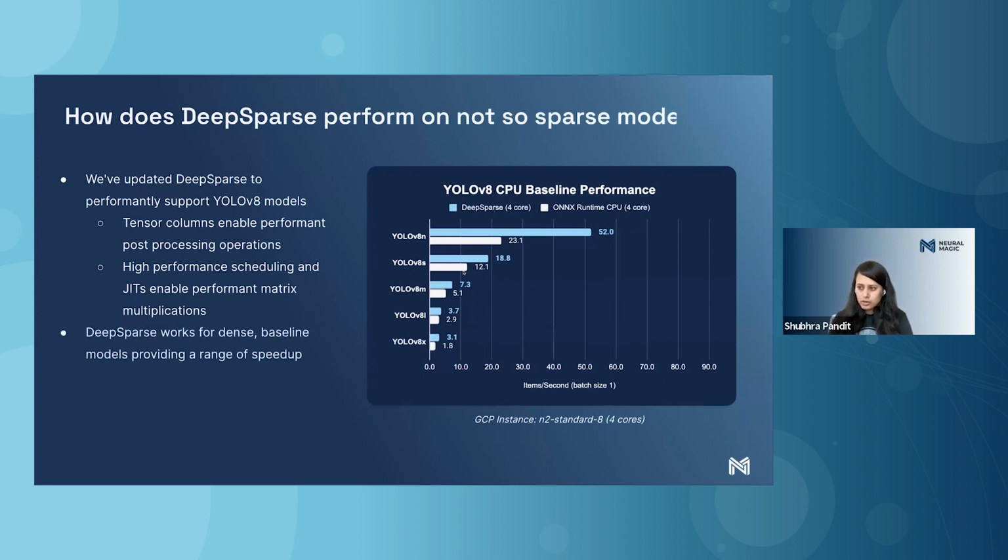So how much improvement are we really seeing over here? You can see for the YOLOv8N model, the benefit is around 2.3x. And as we go up to the larger YOLOv8X model, the benefit goes down to around 1.8x. So we see some benefit just by using the DeepSparse engine.